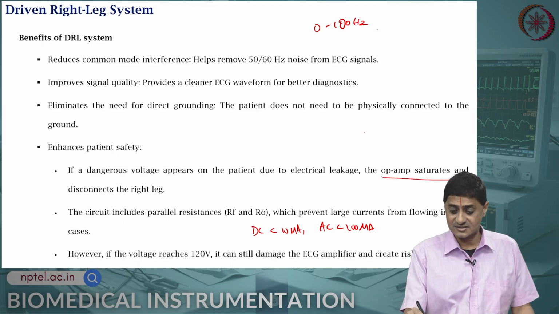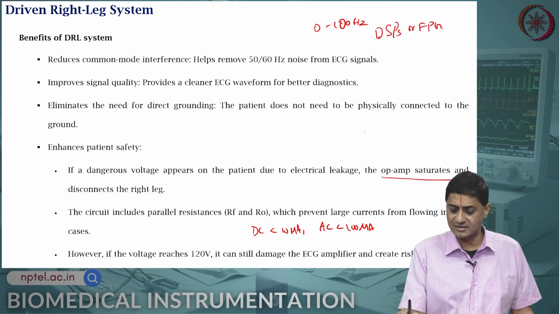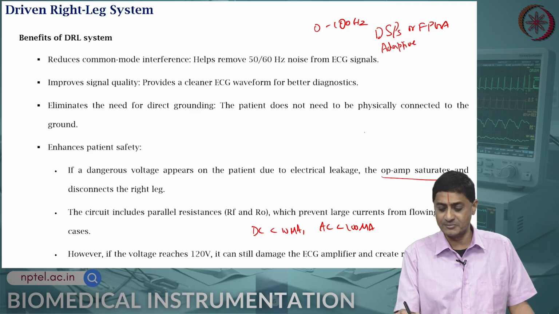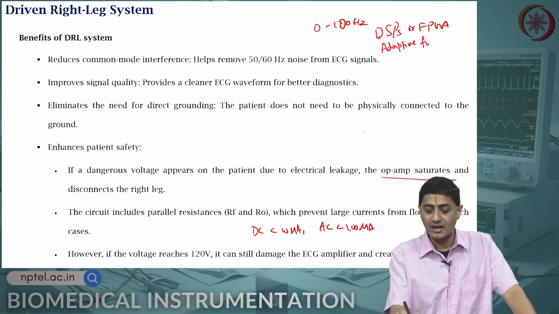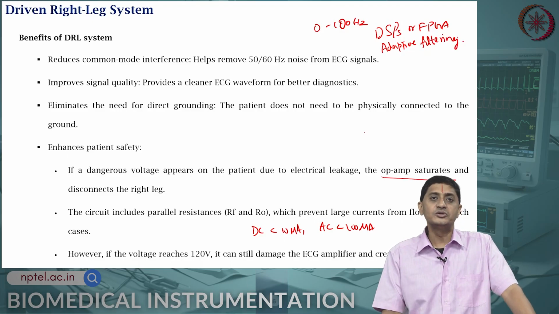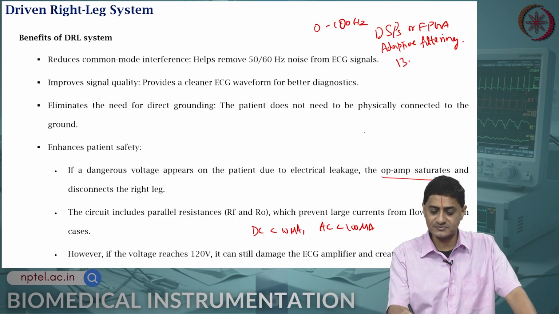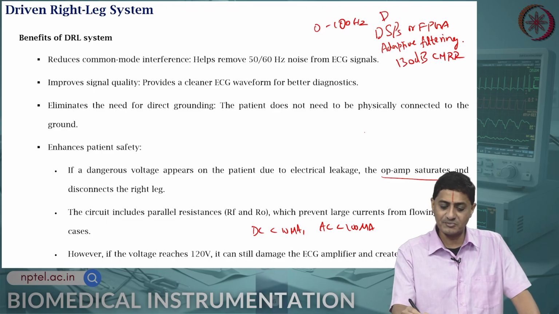using these DSPs or FPGAs, and they have adaptive filtering algorithms implemented using code, and sometimes they may be able to improve the CMRR to values as high as 130 dB. These are the digital implementations.